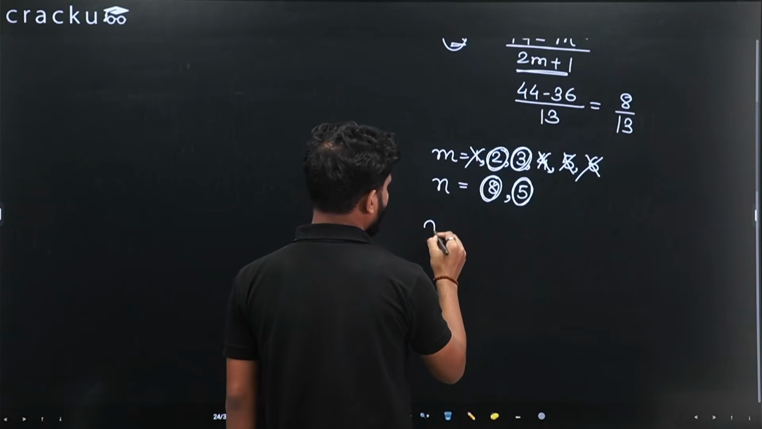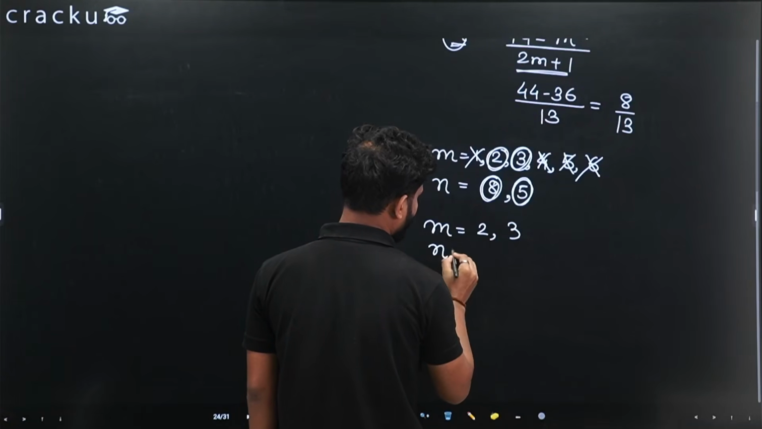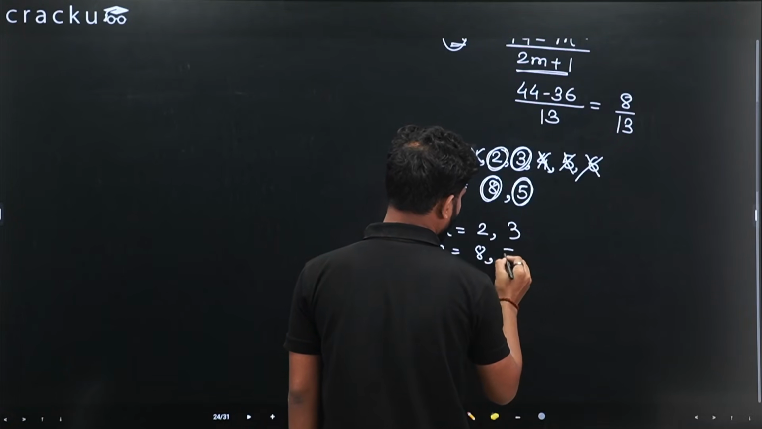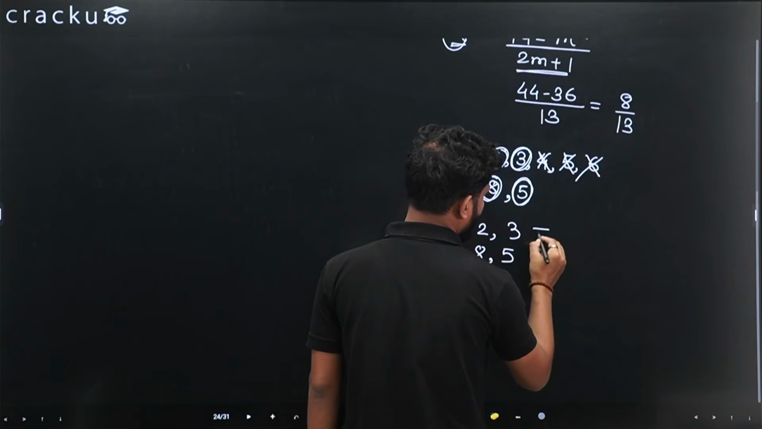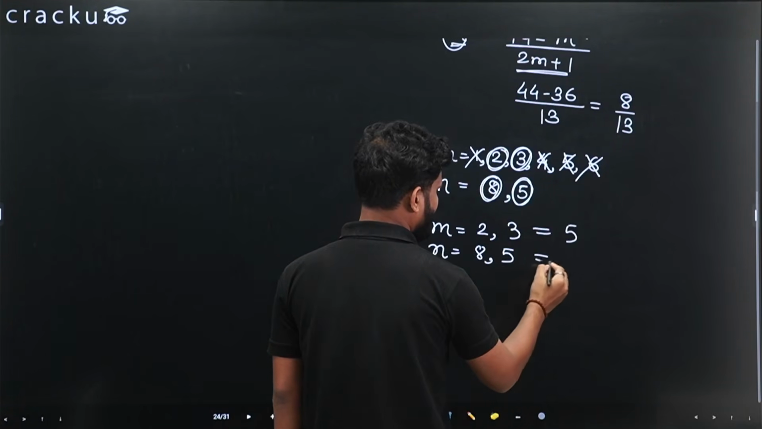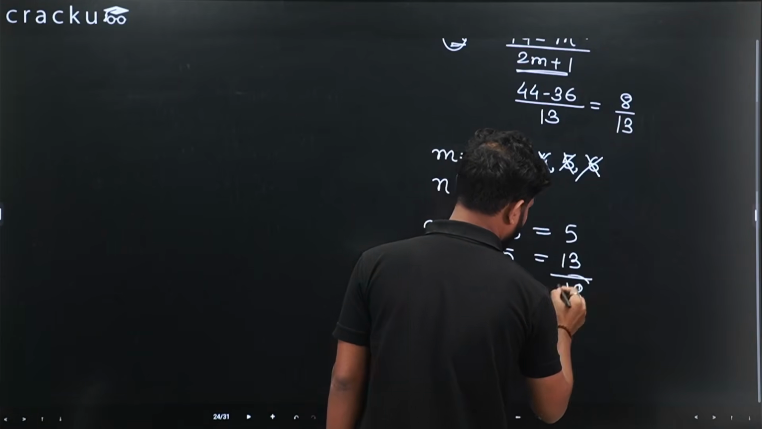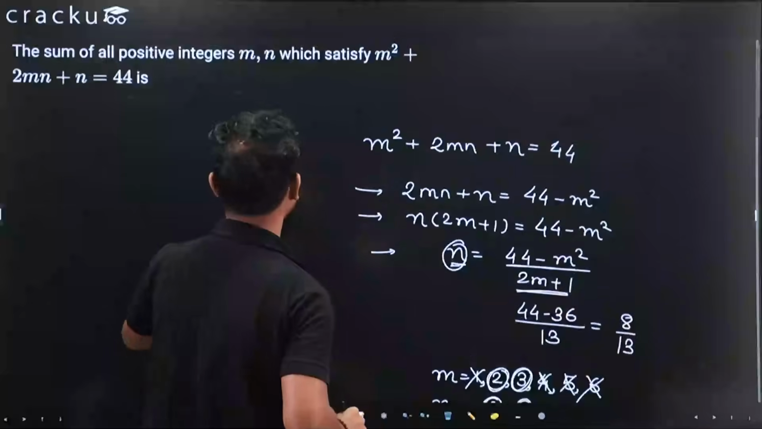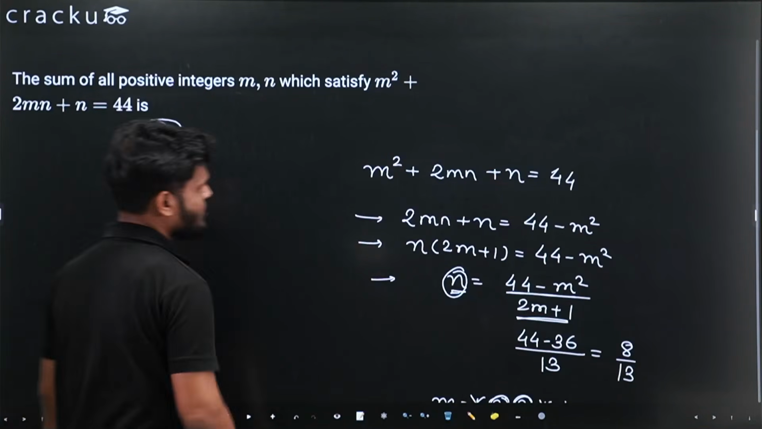So only two values of m are there, which are 2 and 3, and corresponding values of n are 8 and 5. We need to find the sum of all these values. So 2 plus 3 will be 5. 8 plus 5 will be 13, and the sum of these two will be 18. So the answer to this question will be 18. This is how you solve the question.